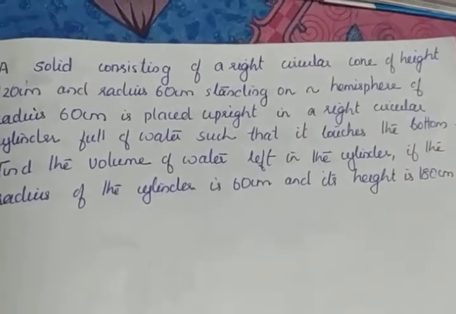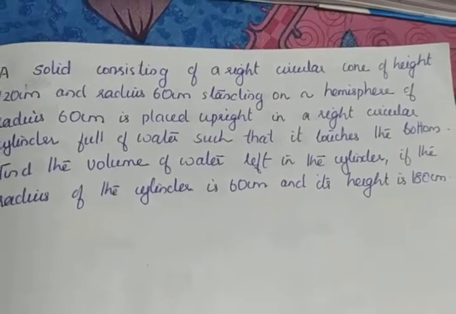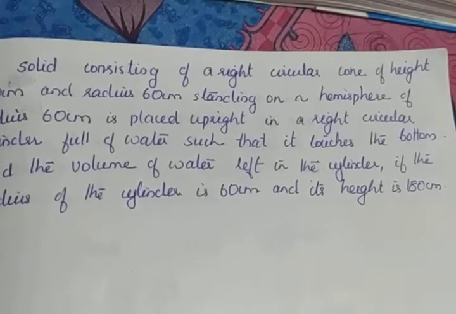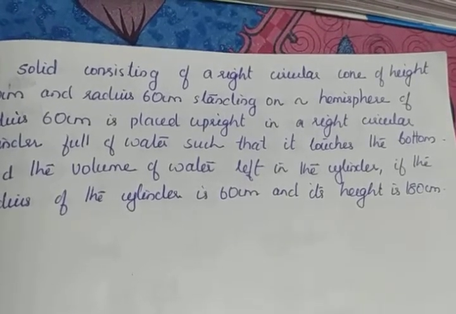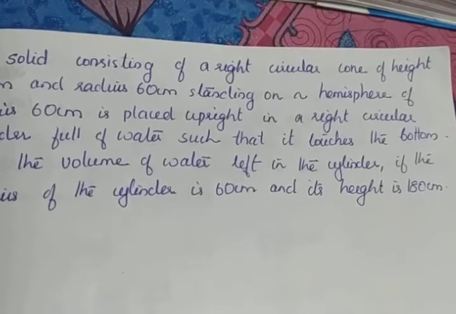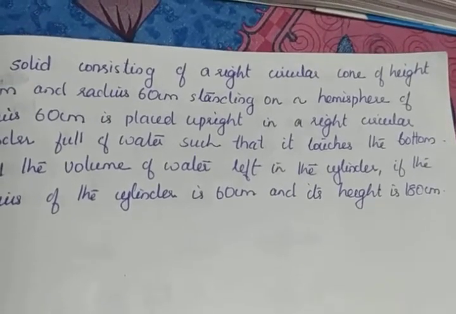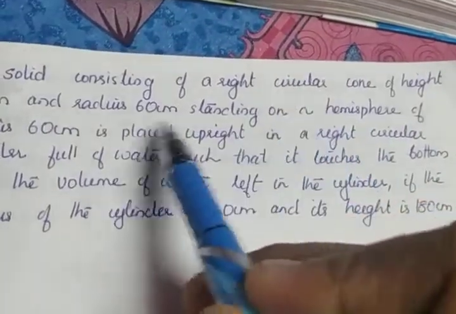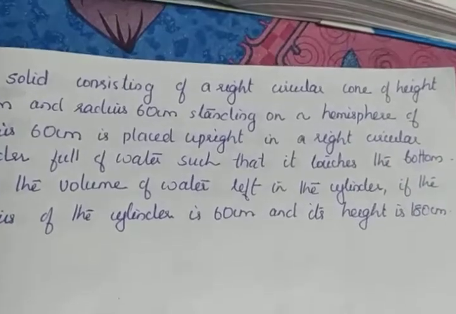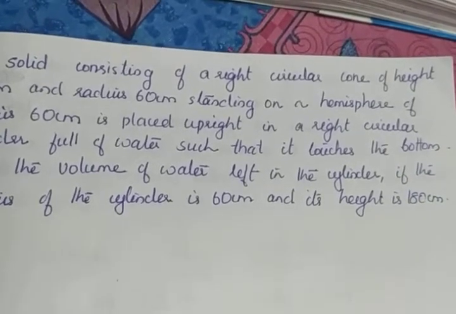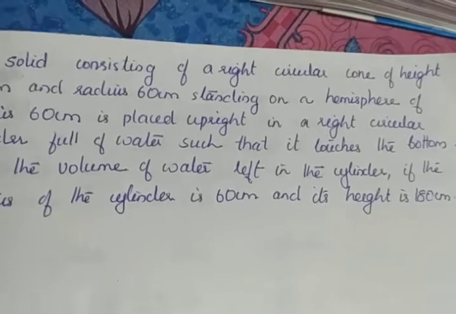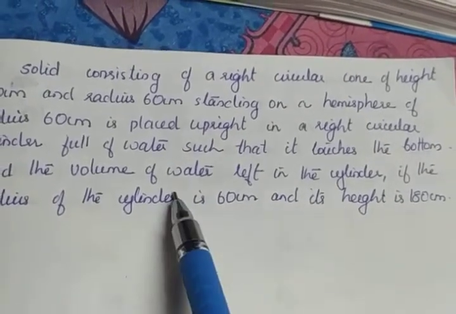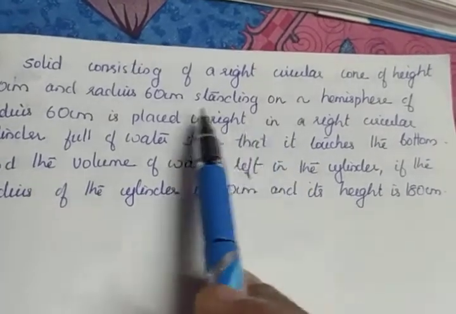So the question is about a cylinder. The cylinder is full of water. Into that cylinder we are putting a solid, and after putting the solid, we have to find the volume of water remaining in the cylinder. The solid is a hemisphere together with a cone, a right circular cone standing on a hemisphere. That solid we are placing into the cylinder and water flows out automatically, and the question is to find the volume left in the cylinder when we place this solid.